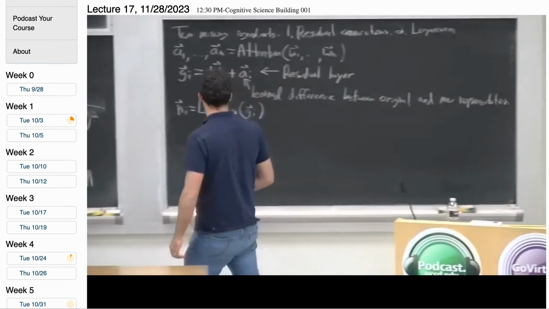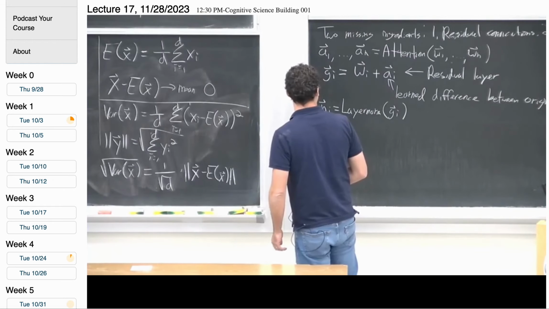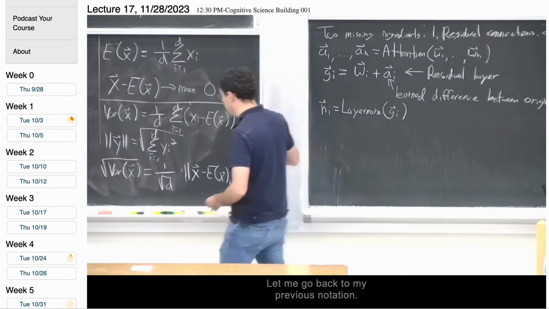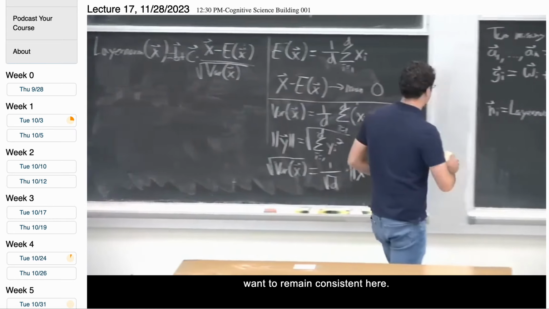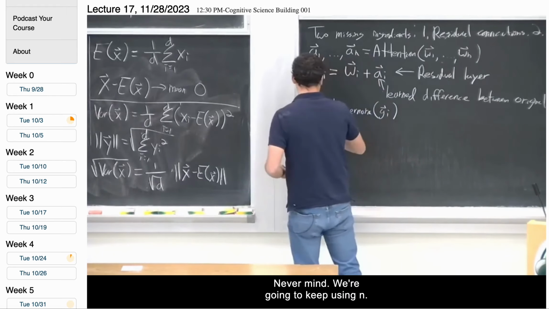So I called this thing, and let me go back to my previous notation. We'll actually call this A. I want to remain consistent here. So this N will become an A. So what do we do then? Oh, no, it does not. Sorry, never mind. We're going to keep using N.